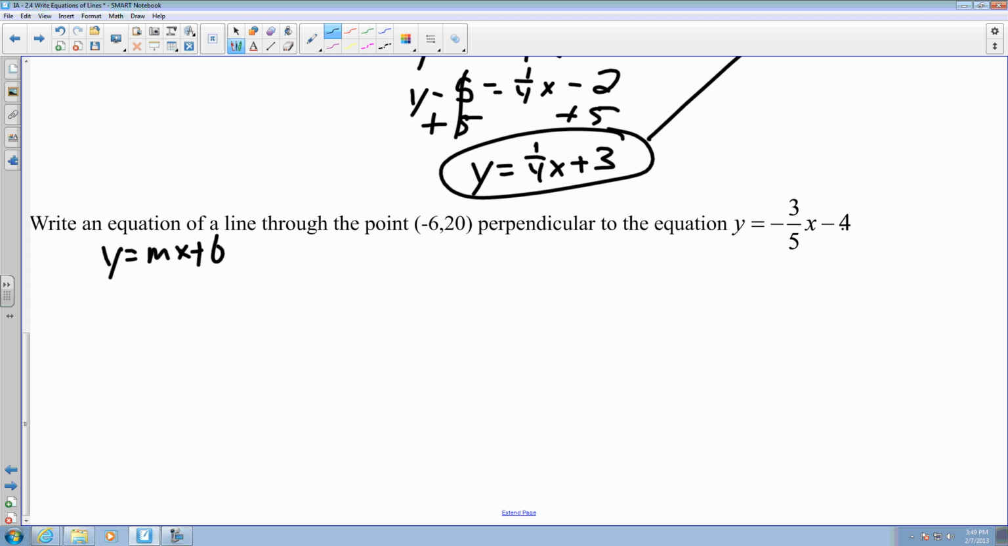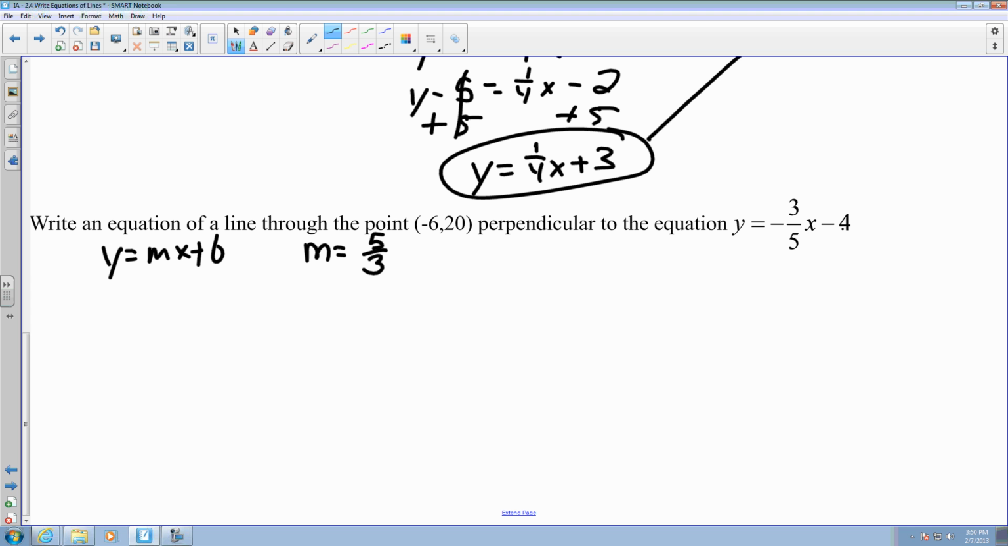But the stipulation here is that it's perpendicular to y equals negative 3/5 x minus 4. So what we talked about the other day for lines to be perpendicular is that it must be the negative reciprocal. So we have to flip the fraction, change the sign. And so when we flip the fraction and change the sign of this slope, our new m for this equation is going to be a positive 5/3. I flipped the fraction, I changed the sign. It was regularly negative 3/5, and so my perpendicular slope would be 5/3.